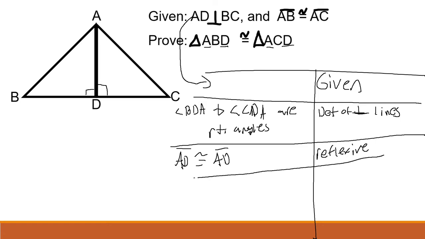Okay. Because again, if I see that a line is in both triangles, I'm going to mark it as congruent to itself, so it gives me a free side. Now the given also says that AB is congruent to AC. That's given to me. AB is congruent to AC.